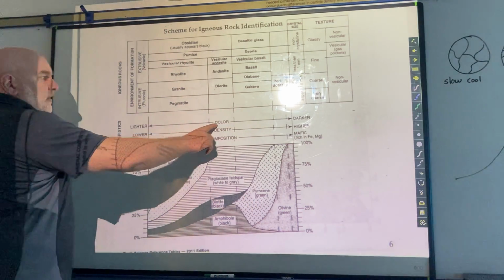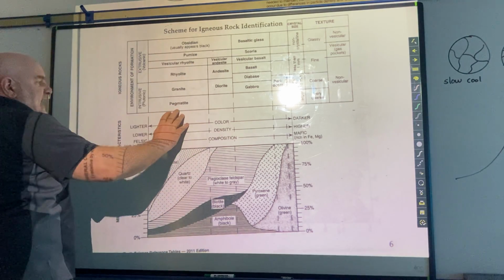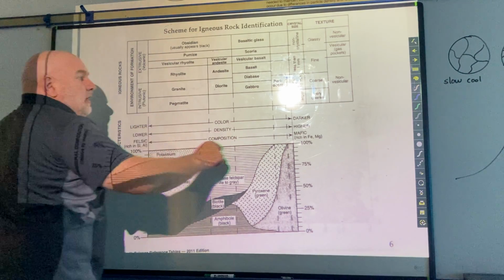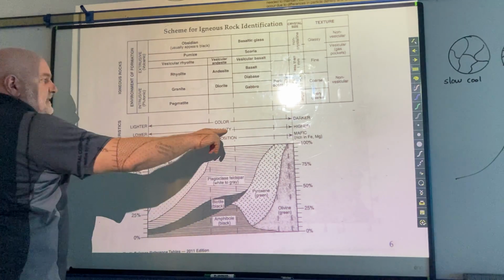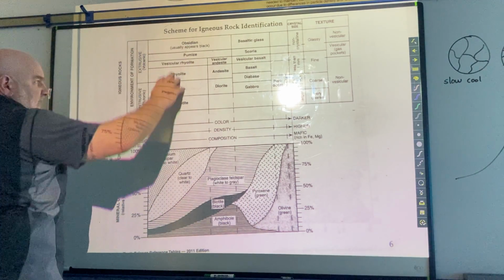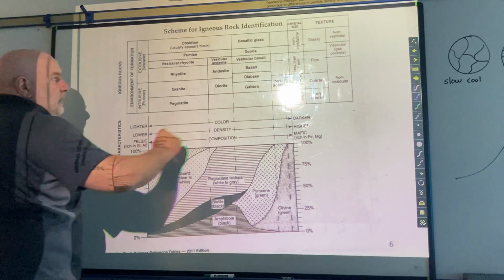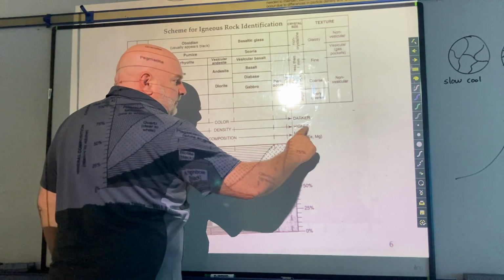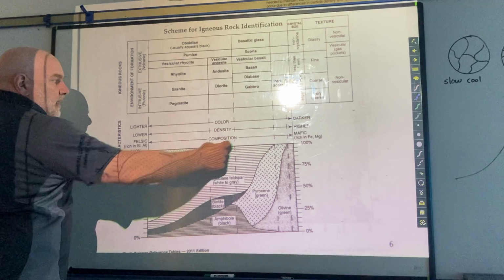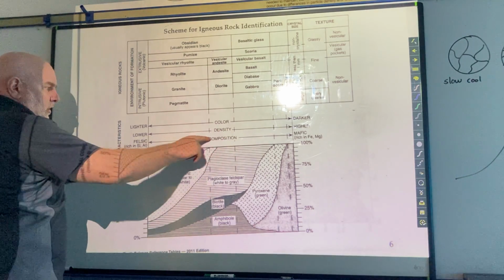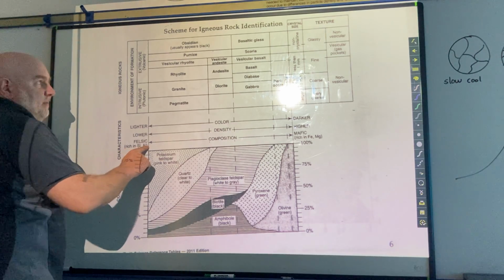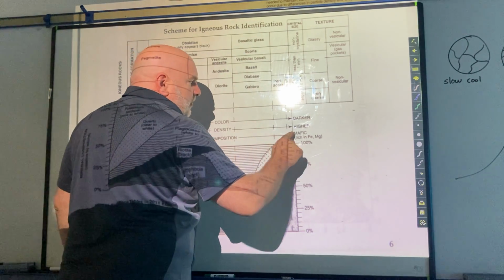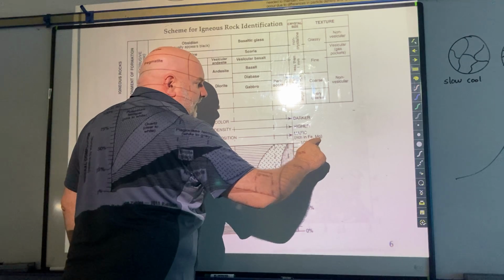Down here, the color: the ones on this side of the chart are lighter in color, and the ones on this side of the chart are darker in color, generally. Density: these ones here have relatively low density, and these guys here have relatively high density. Composition: over here, these are the felsic ones, so they have lots of silicon and aluminum. These guys right here are the mafic ones. They have lots of iron and magnesium.